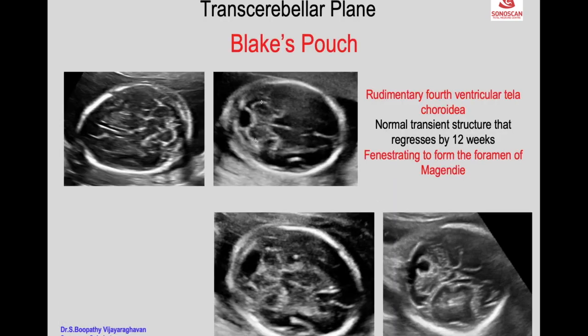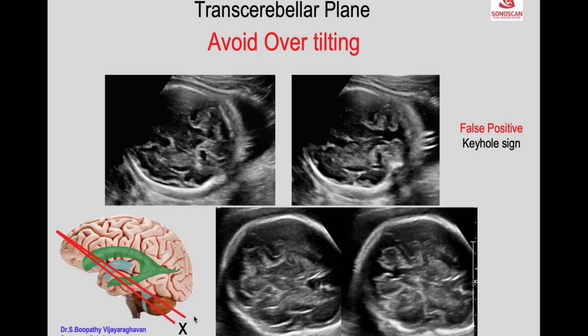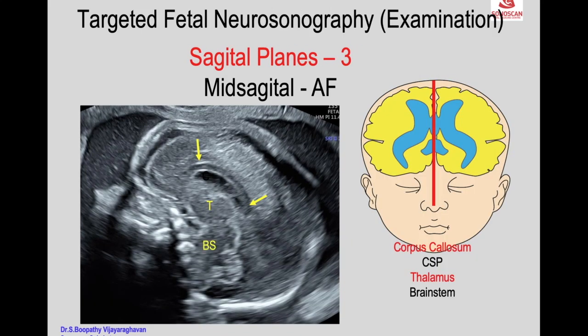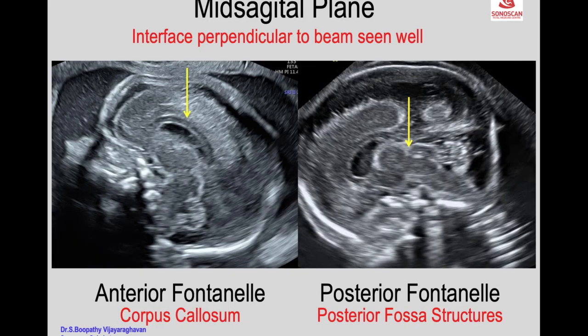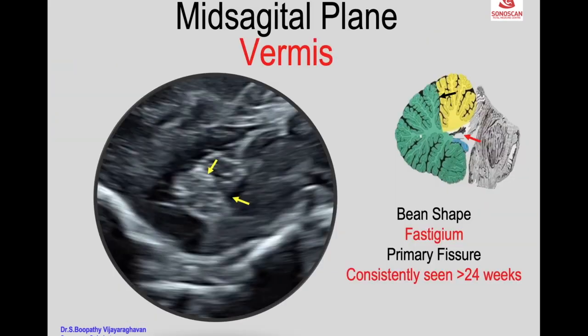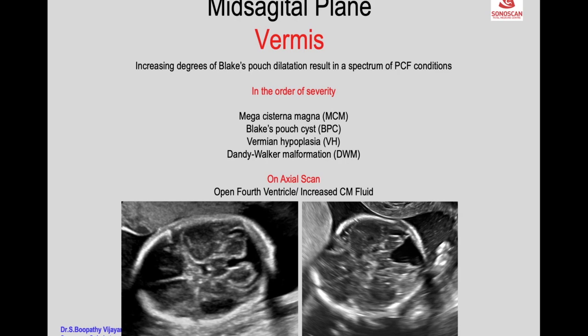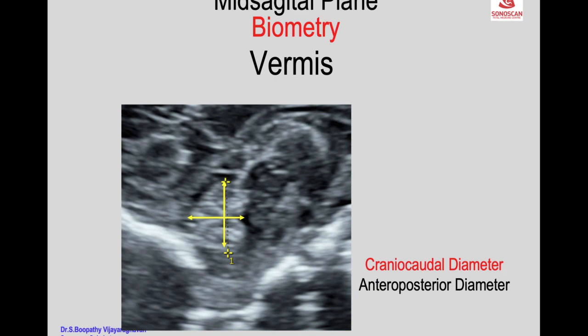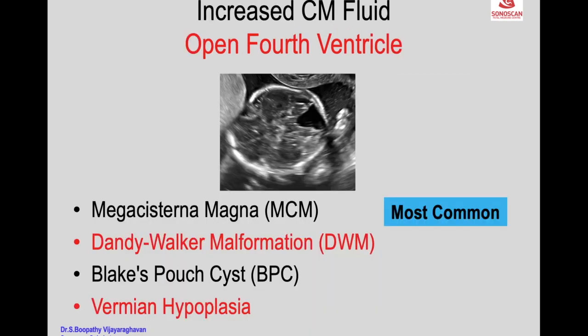Sometimes you can see, in an ideal view, the thalamus, the brainstem, the vermis, and the posterior fontanelle. The posterior fossa structures are perpendicular. The primary fissure is consistently seen as an open fourth ventricle or increased cisterna magna posterior diameter. The nomograms are available for incidence. The most common is megacisterna magna.